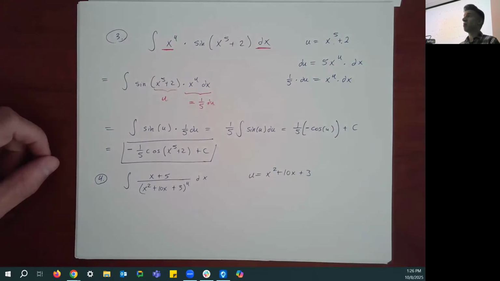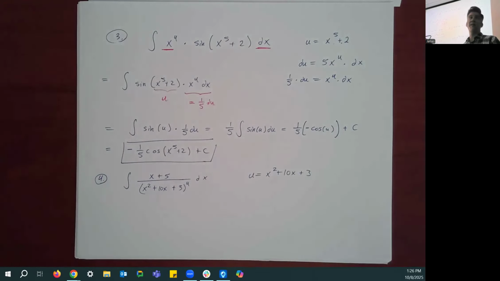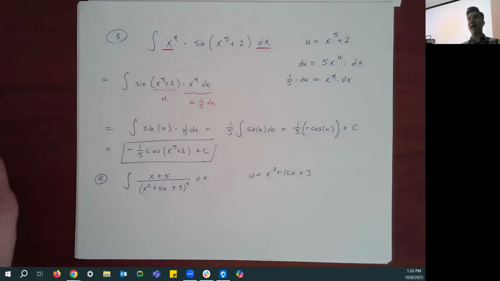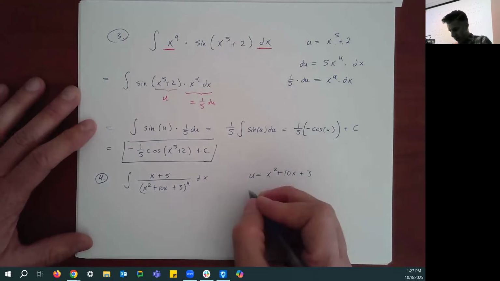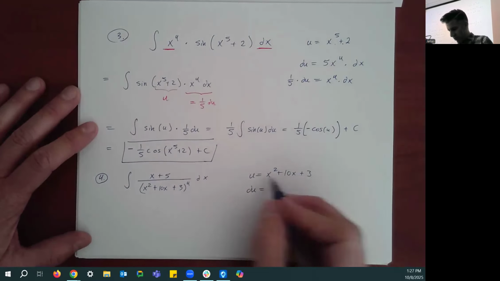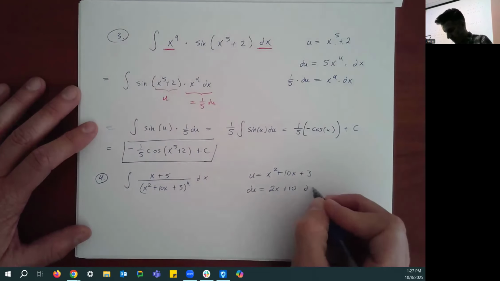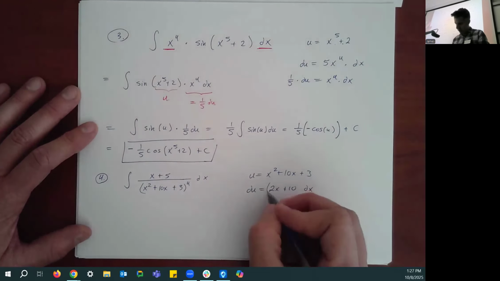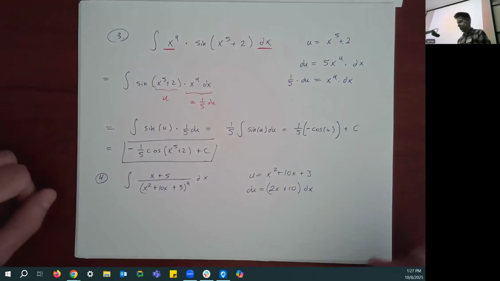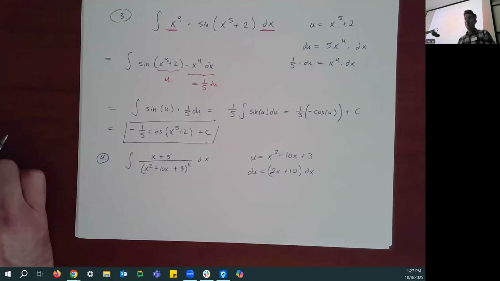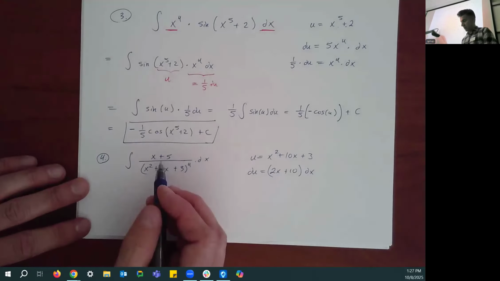It might not work. Sometimes you're going to try u-sub and it's not going to work. Get comfortable doing the wrong thing first. It's going to happen. It's okay. Then you try something else. But let's see. So here our du is going to be the derivative of this, which is 2x plus 10 multiplied by dx. You don't really have to write parentheses around your 2x plus 10 here, but it doesn't hurt to. I don't have a 2x plus 10 times dx, but I do have a multiple of that, right? Definitely my x plus 5 times dx is going to work out.